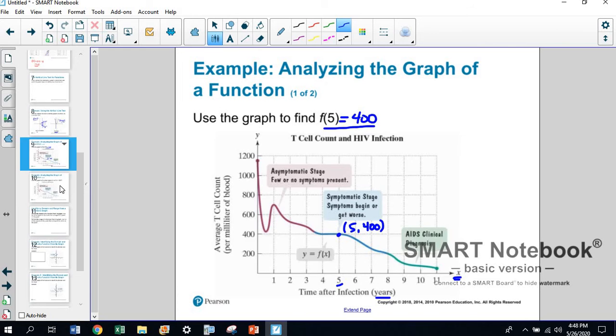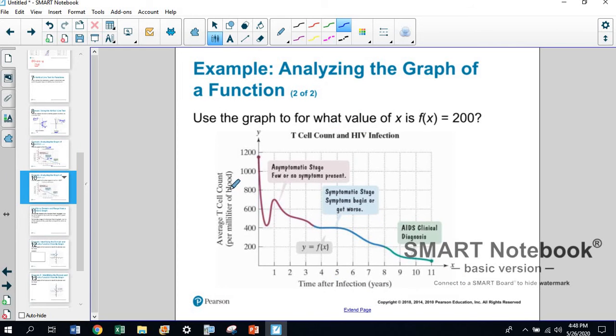Okay, so now you guys take a look at this one, same function, same graph, but now I want you to use the graph to determine which value of x gives you f of x equal 200. So pause it for a moment and take a peek and see what you get.